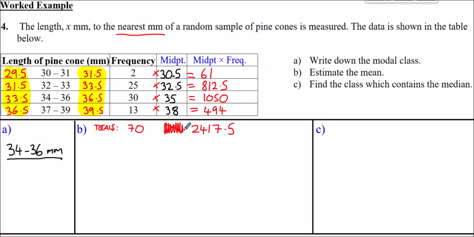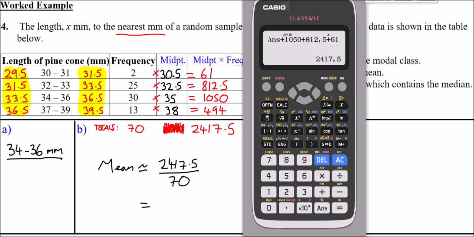I'll put a little squiggle over there because that looks like a times sign, which is not what we're doing. So here, the mean, it gets in a red pen actually. So the mean's going to be 2417.5, I mean to say, divided by 70. And that's going to give us to 3 sig figs 34.5 millimeters.